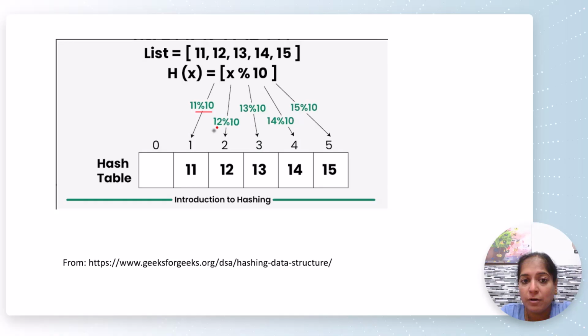For value 12, 12 modulo 10 is 2. So at index 2, we are going to put the value 12. The same for 13. 13 modulo 10 is 3. So at index 3, the value 13 is placed. And the same goes on for values 14 and 15. So this is basically the concept of how hashing works.